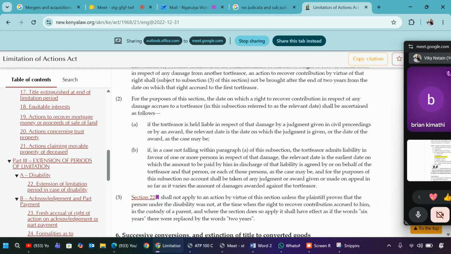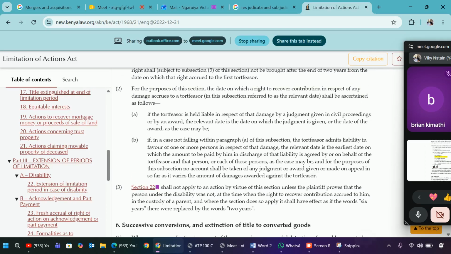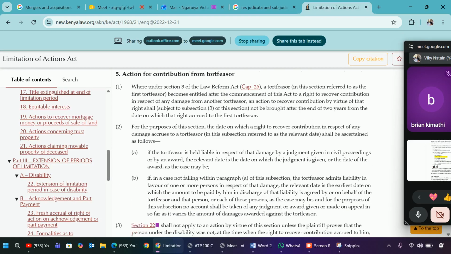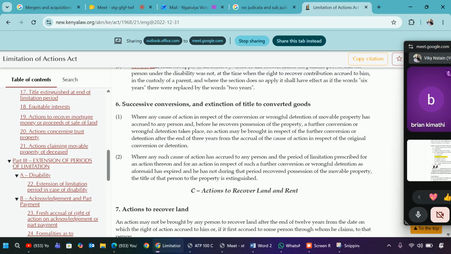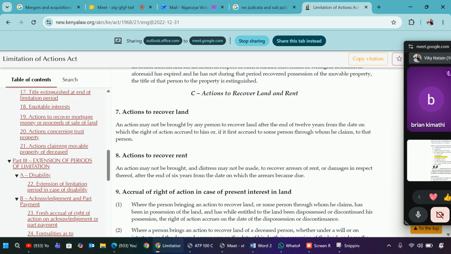Then let us look at other angles that the examiner can use to confuse a student. We have actions to recover land, pursuant to section 7. An action may not be brought by any person to recover land after the end of 12 years from the date on which the right of action accrued to him, or if it first accrued to some person through whom he claims, to that person.